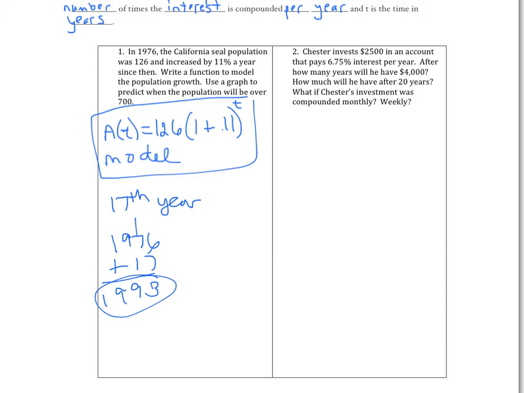Let's look at our second example. Chester invests $2,500 in an account that pays 6.75% interest per year. After how many years will he have $4,000? So let's start off with A of t equals our initial amount, which is 2,500, times 1 plus our decimal of our percent, which is 0.0675, raised to the t.